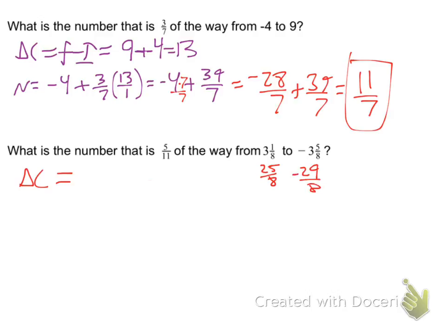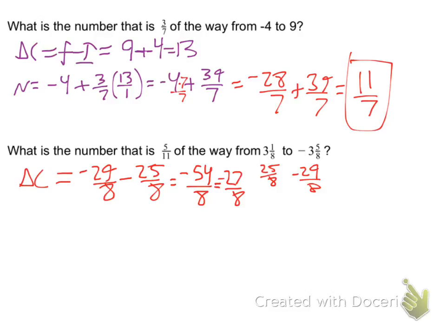So what's the final? Negative 29 over 8 minus 25 over 8. Ooh, what do we get here? Negative 54 over 8. Hey, I could probably reduce that a little bit. Might make it easier for us. What would that reduce to? 27 over 4, and that would be negative, yes?